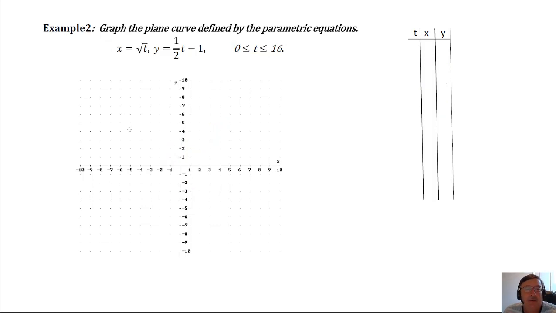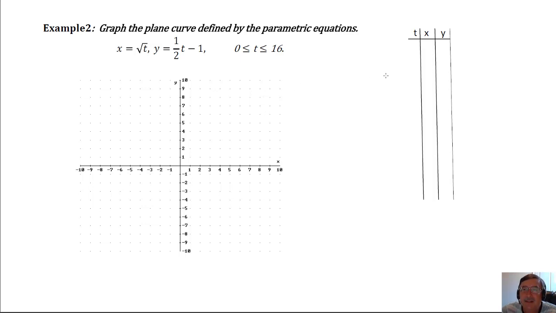For example 2, I threw in a few different parametric equations here so y'all could get the feel of it. This one says graph the plane curve defined by the equations x equals the square root of t and y equals 1/2 t minus 1, and t in this interval we're going to call between 0 and 16.